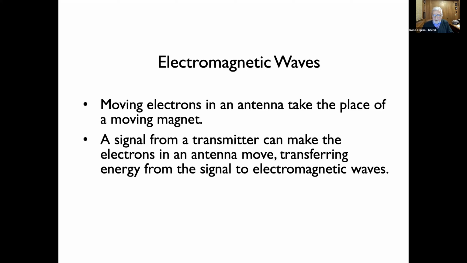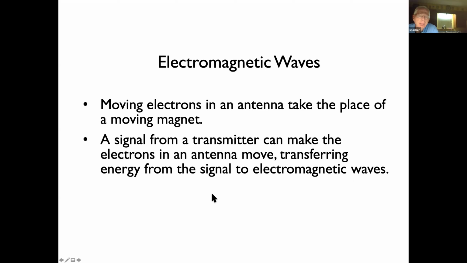And what happens is that an electromagnetic wave will be emitted from the antenna. The fact that the electrons are moving causes a little bit of magnetism on their own, and that combines with the miracle of electromagnetic waves into creating that wave that is emitted from the antenna. So we can take a signal from a transmitter, make the electrons move, and we make the energy change from an electrical signal into an electromagnetic wave.